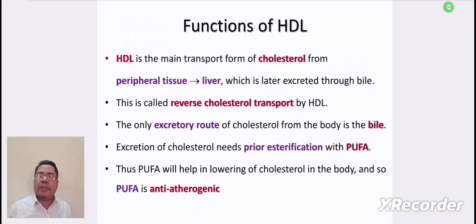The functions of HDL. HDL is the main transport form of cholesterol from peripheral tissues to the liver, which is later excreted through bile. This is called reverse cholesterol transport by HDL. The only excretory route of cholesterol from the body is the bile. The excretory cholesterol needs prior esterification with polyunsaturated fatty acids. Thus, PUFA will help in lowering cholesterol in the body, so PUFA is anti-atherogenic.